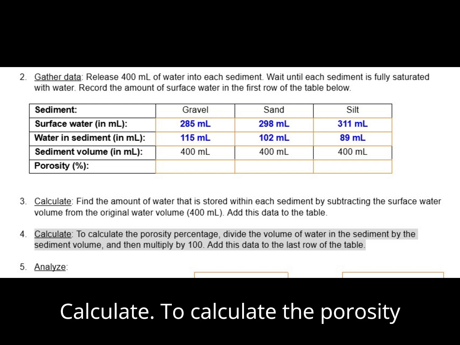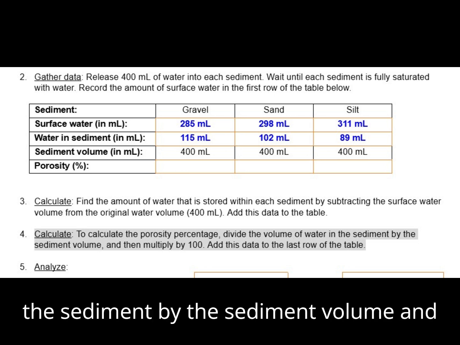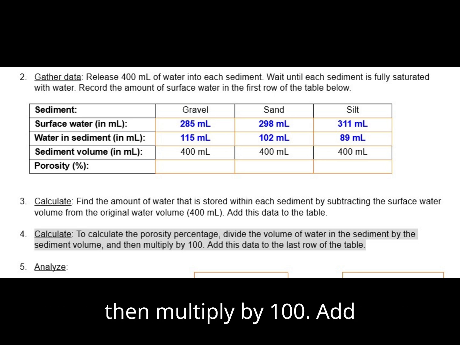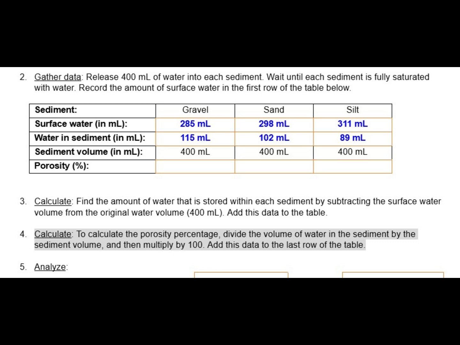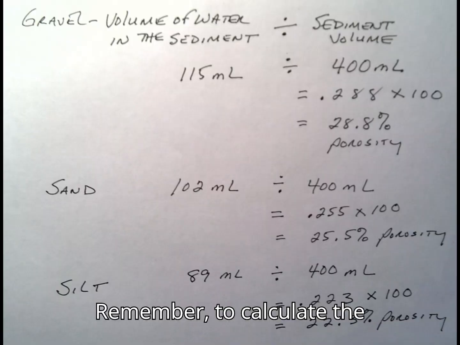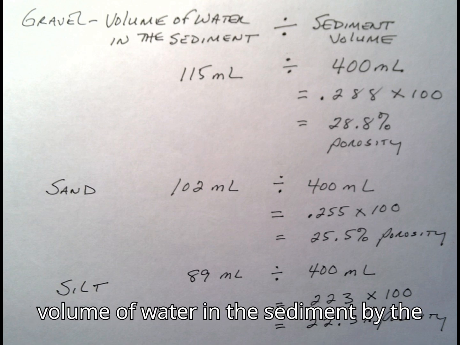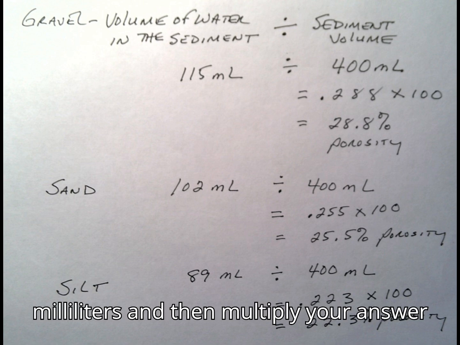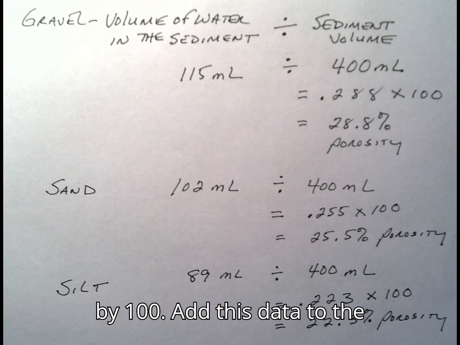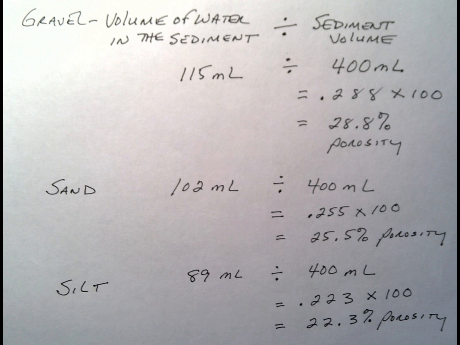Calculate. To calculate the porosity percentage, divide the volume of water in the sediment by the sediment volume, and then multiply by 100. Add this data to the last row of the table. Remember, you must divide the volume of water in the sediment by the sediment volume, 400 milliliters, and then multiply your answer by 100. Add this data to the last row of your data table.